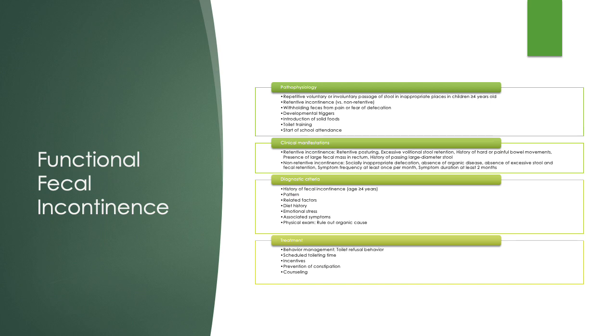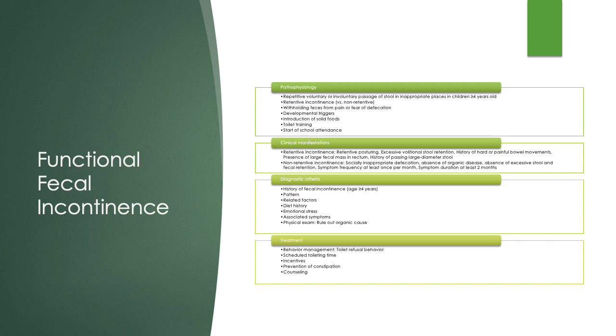You have non retentive incontinence, where this is socially inappropriate. It's in the absence of a disease process and the absence of excessive stool fecal retention. Normally, this happens at least once per month in this individual, and the symptoms last for at least 2 months. And again, this is more of a stress response or an anxiety response rather than there being a more concrete disease process. As far as your diagnostic criteria, you have a history of fecal incontinence, you have diet history, there may be some emotional stress. And normally they will do a physical exam to rule out a disease process.